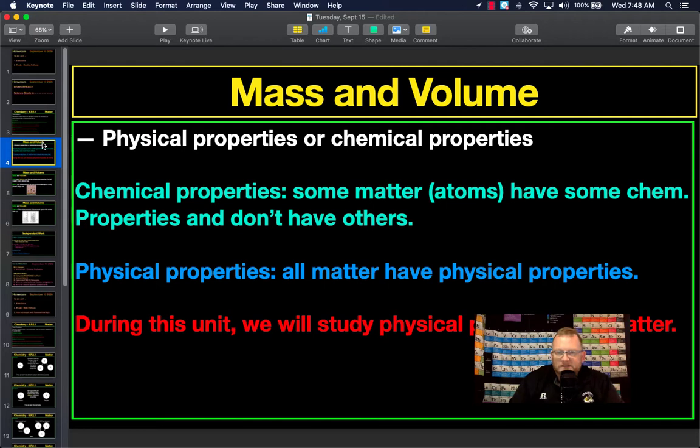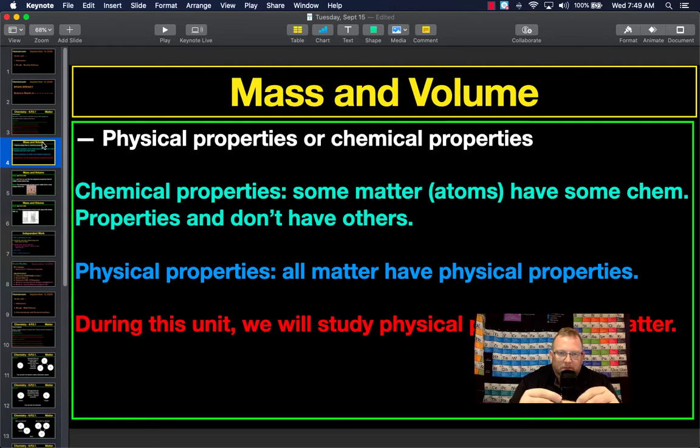Let's talk about physical and chemical properties. Now, you need to know that all matter, so remember this is matter, all matter has physical and chemical properties. Now, chemical properties, there's a lot of different chemical properties. There's malleability, that's how easily it bends. There's flammability, that's how easily it catches fire. And there's a lot of different chemical properties.